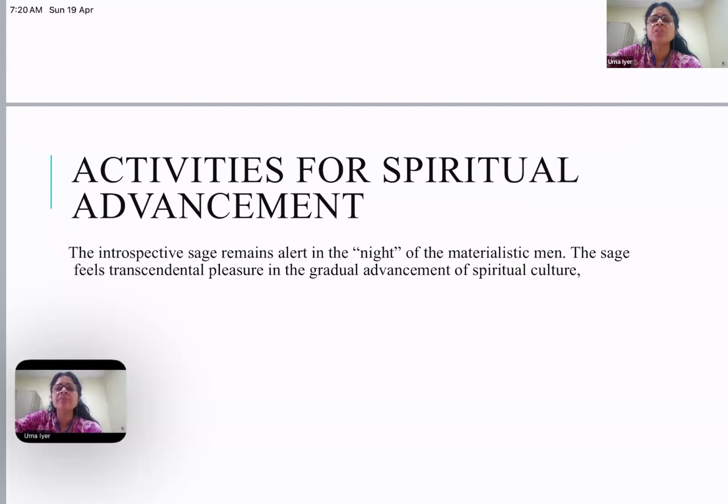Activities for spiritual advancement. The introspective sage remains alert in the night of the materialistic men. The sage feels transcendental pleasure in the gradual advancement of spiritual culture.